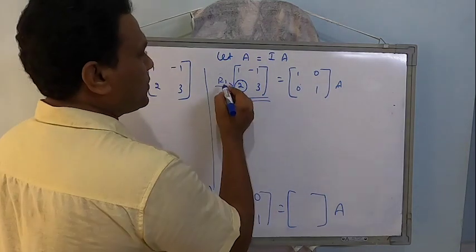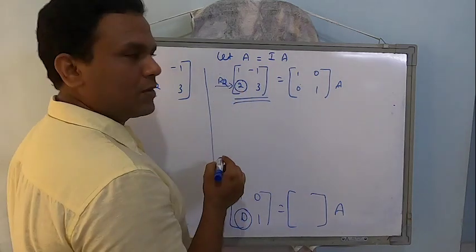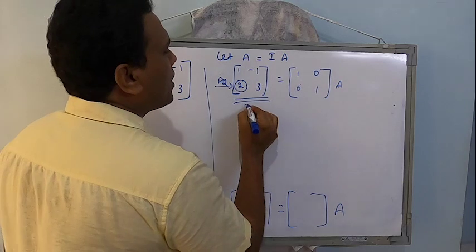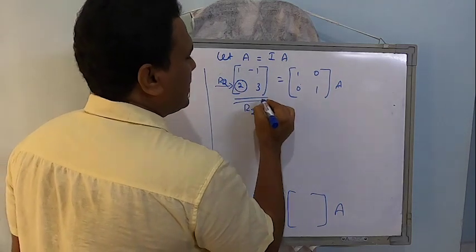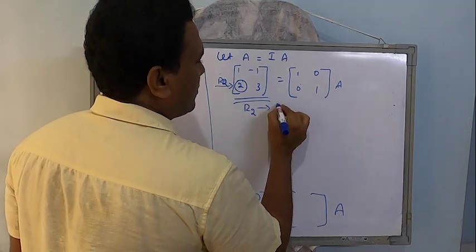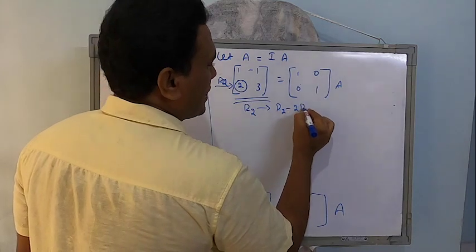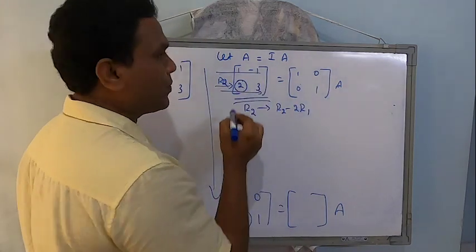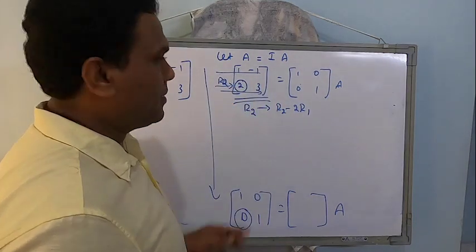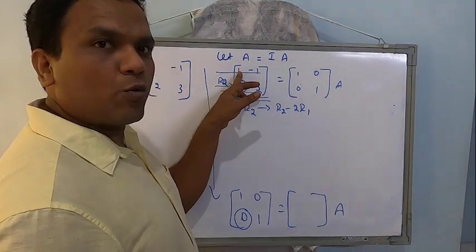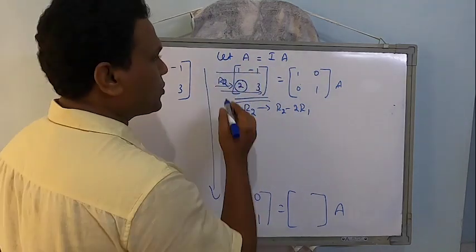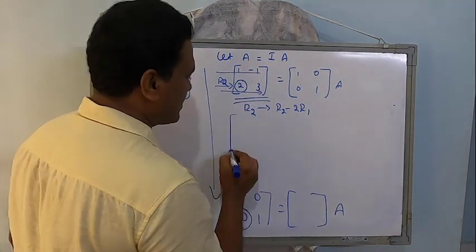Okay, now this is an element of R2 and I want to make this element 0, and look what I'm going to do. R2 elements will be written as R2 element minus 2 times R1 element. This is R2 and this is R1. Now here we have an element 1. 1 multiplied by 2 is 2. 2 minus 2 is going to be 0. So this is how the operation will be done.